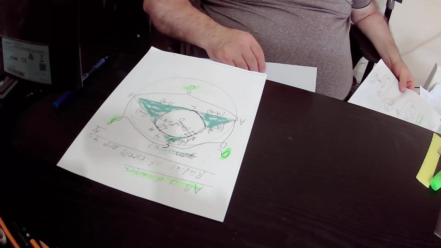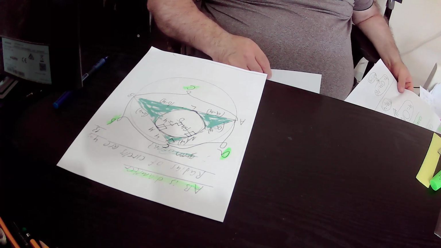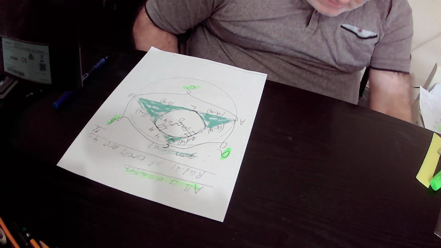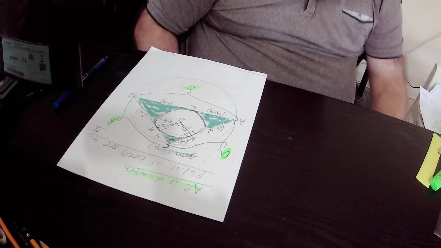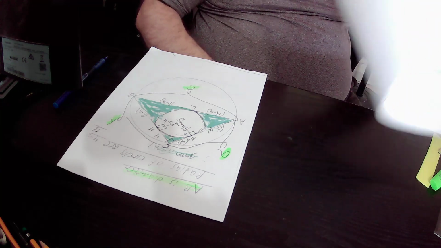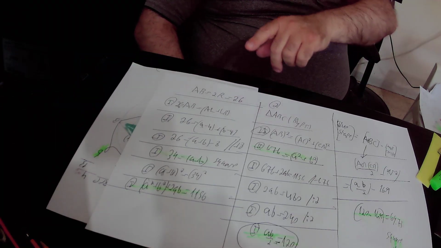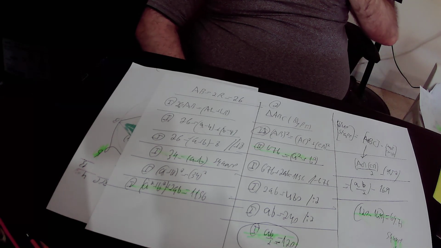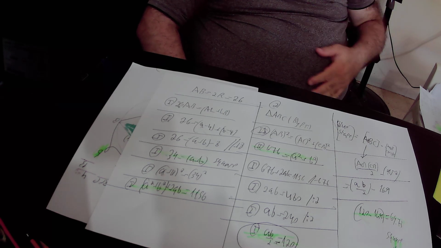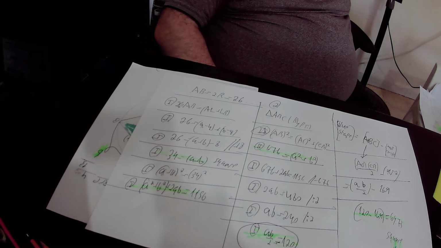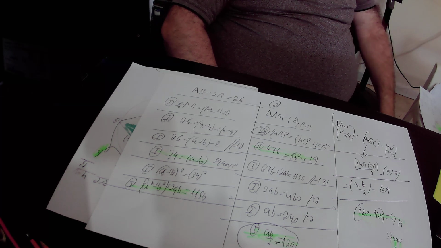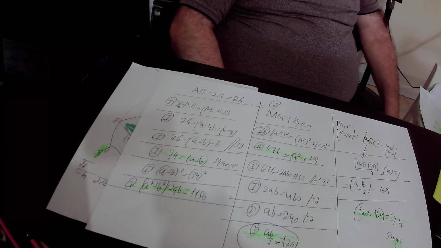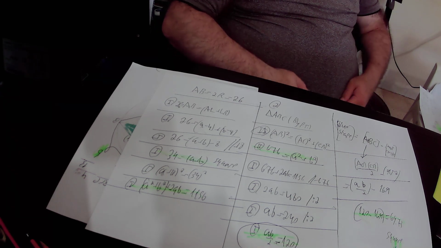Then we know that AB is the diameter of the big circle, and the diameter of any circle is twice as long as the radius, so if the radius of the big circle is capital R, then the diameter must be equal to 2 times capital R. But it is given in the question that capital R, the radius of the big circle, equals 13 units, therefore the diameter must be equal to 2 times 13, that is 26 units.